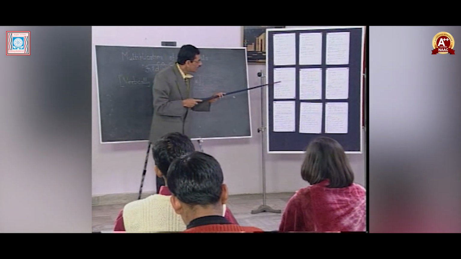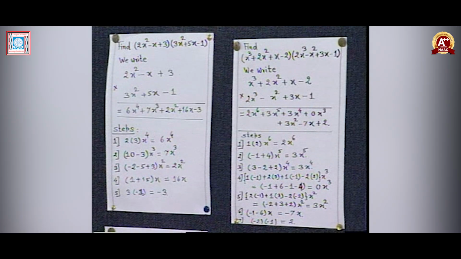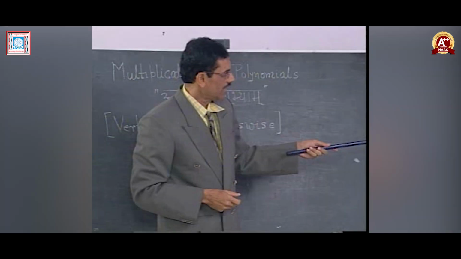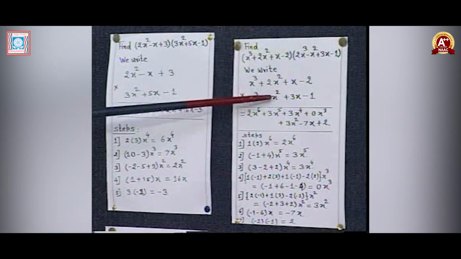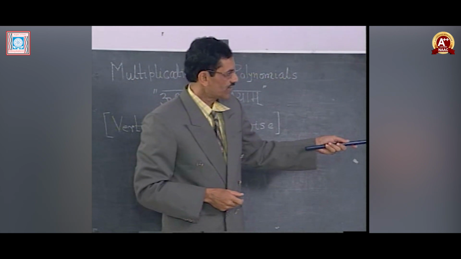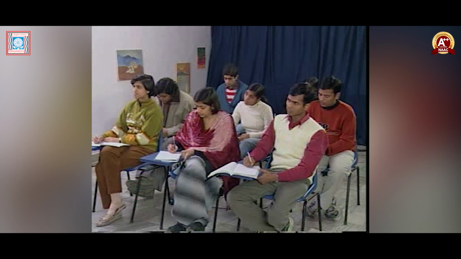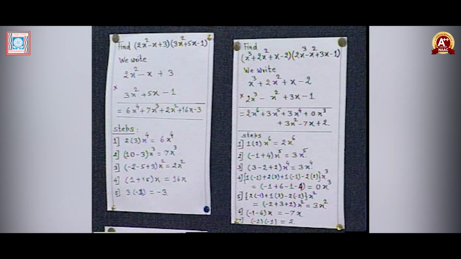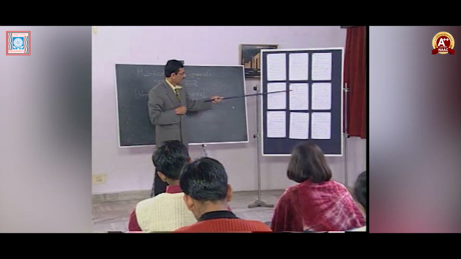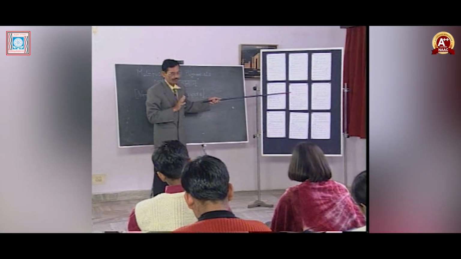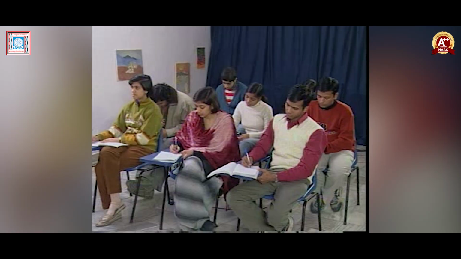What is true for 3 will be true for 4. Let us try the next example: x cube plus 2x square plus x minus 2 multiplied by 2x cube minus x square plus 3x minus 1. Start from left to right as usual. First term, 1 into 2, 2x to the power 6, because we are taking x cube into x cube.